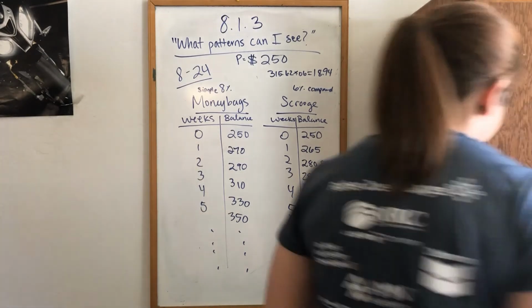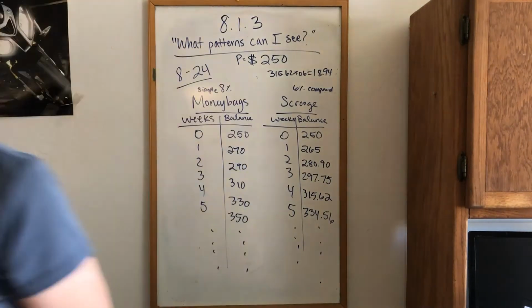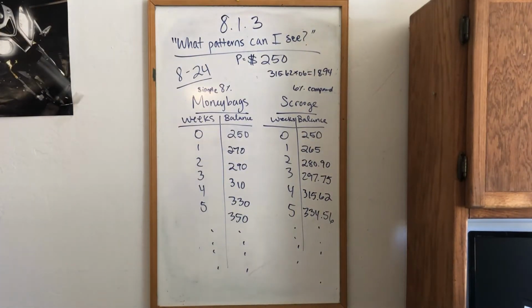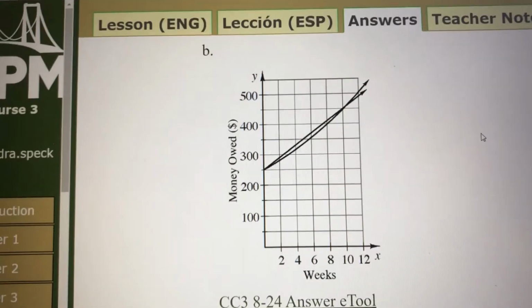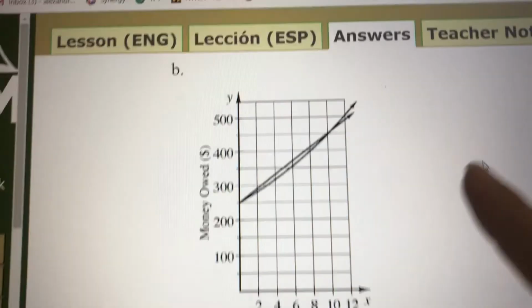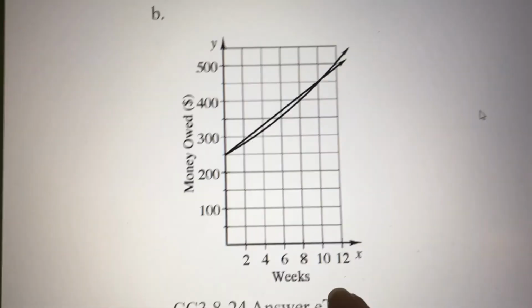Okay, so I'm going to show you. I'm going to take this off. Hopefully nothing bad happens. There we go. Okay, so it wants you to graph it, and here's what the graph looks like. So you'll see the weeks, and go ahead and you can sketch this on your paper.